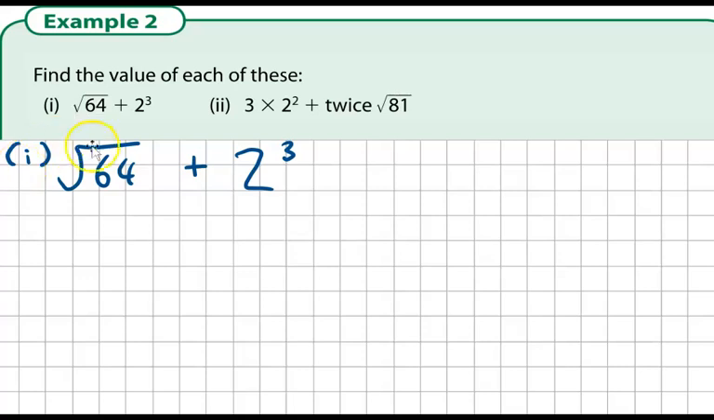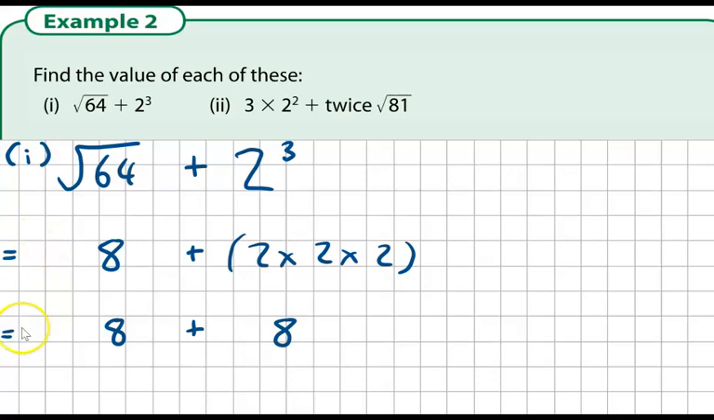So part 1, the square root of 64 plus 2 cubed. Well, the square root of 64 is 8, because 8 times 8 is 64. So 8 squared is 64, so the square root of 64 is 8. And then 2 cubed is 2 times 2 times 2. So we bring down the equals, we bring down the 8 and the plus, and then 2 by 2 by 2 is 8. And then 8 plus 8 is 16.